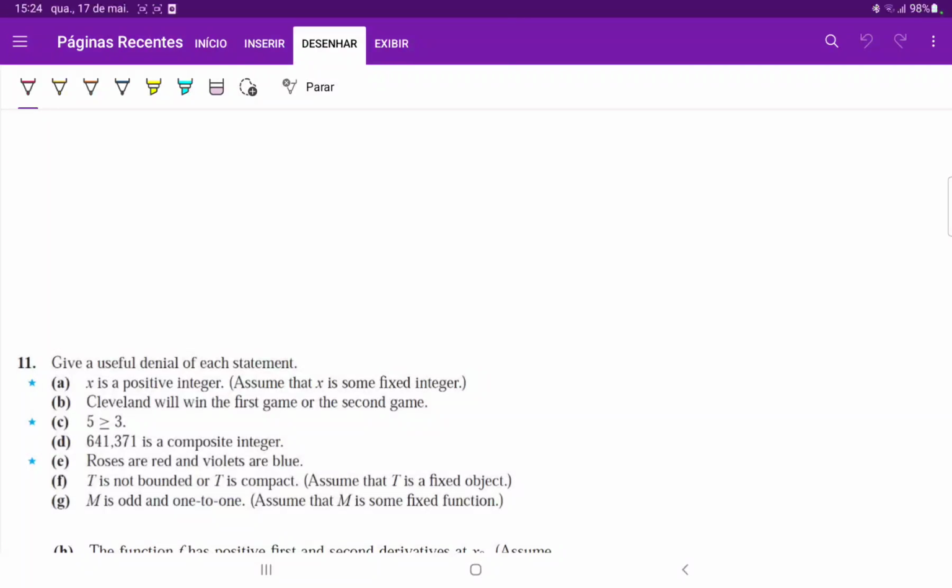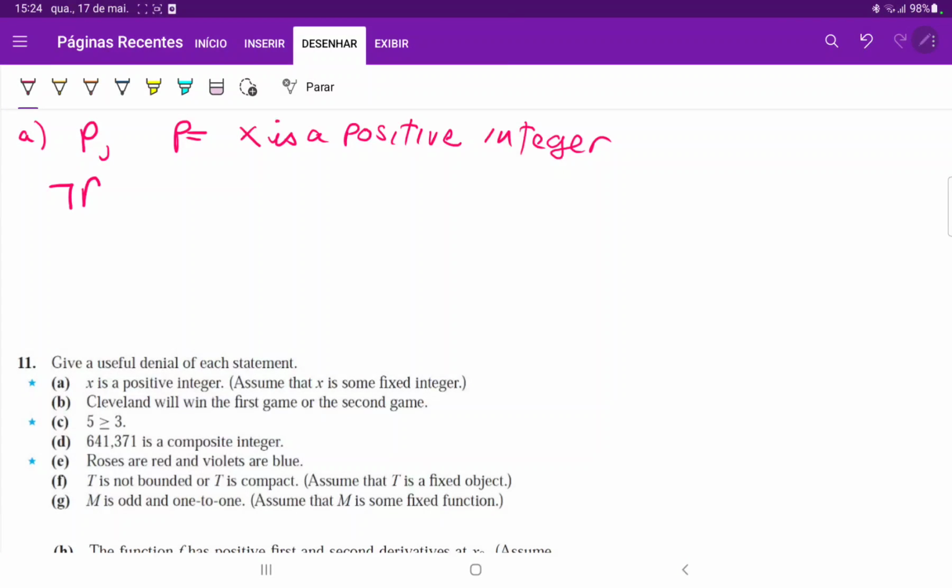So for number 11, we're going to give a useful denial for each statement. For A, we have the statement x is a positive integer. Now let's put A in propositional form. A is just P, where P is the proposition x is a positive integer. So here the denial would just be not P, so x is not a positive integer. That would just be our denial.